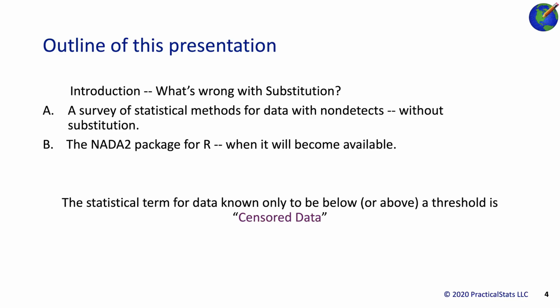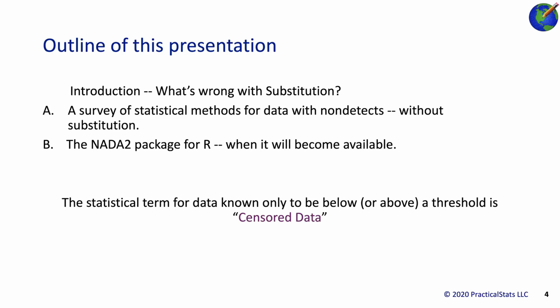And then for essentially the whole webinar, I'm going to be doing a survey of statistical methods for data with non-detects. What are the methods that are available right now without substitution? And then finally, I'll tell you about the NADA2 package for R, although it's going to be all these routines that I'm talking about prior to that. And then I will tell you that it's going to be available sometime in the first quarter of 2021 on the R CRAN site, where you download packages, you install them, and then you can load them and use them. And so the NADA2 package will be there. My intent is sometime in January, but I'll fudge a little bit and say it'll be within the first quarter.